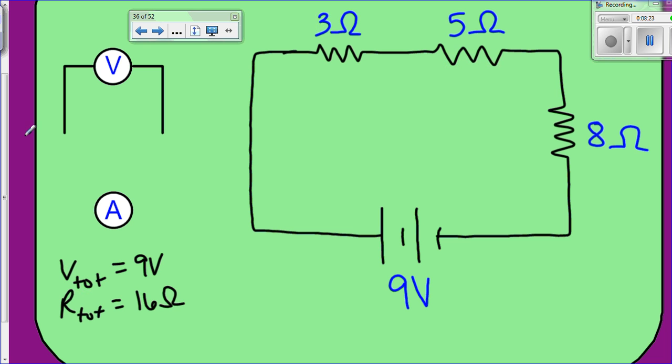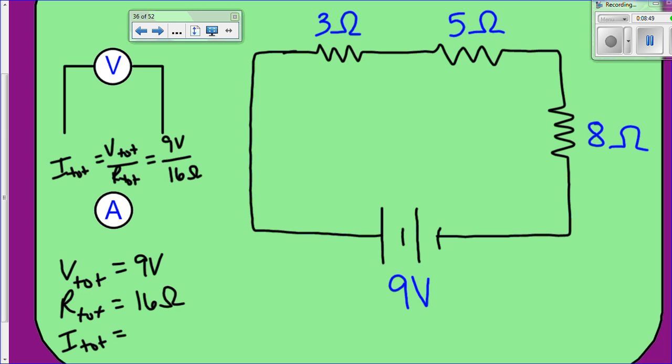Now, we know the total voltage, we know the total resistance, so I can find out what my total current is using Ohm's law. So I'm going to do that up here. I tot is equal to V tot over R tot. That's Ohm's law. But notice I'm using the totals. So the I tot is just going to be the V tot, which is 9 volts, divided by the R tot, which is 16 ohms. If I divide those two together, 9 divided by 16, that's going to give me 0.5625 as my total current. For simplicity's sake, I'm just going to put 0.56. And the current is always measured in amps.